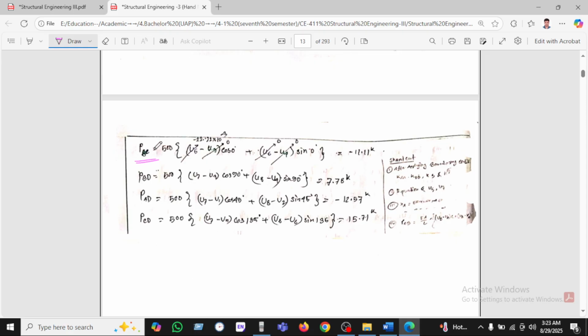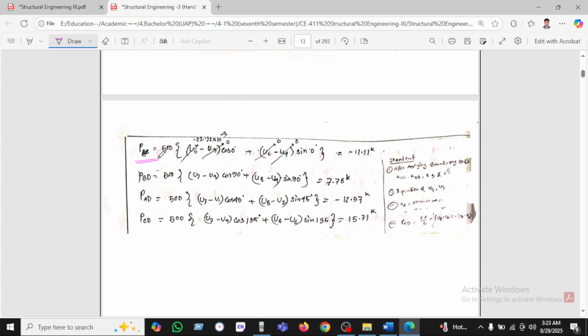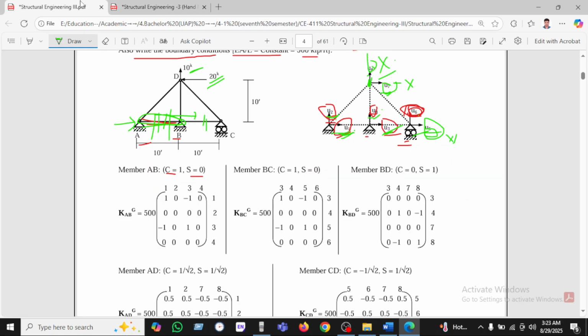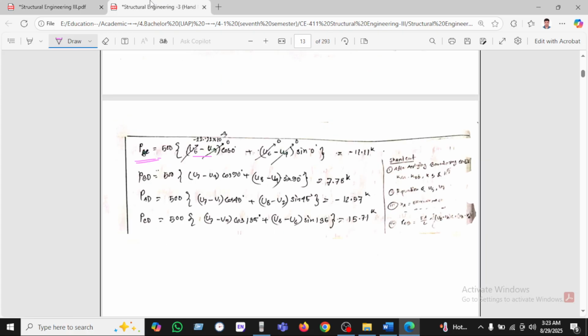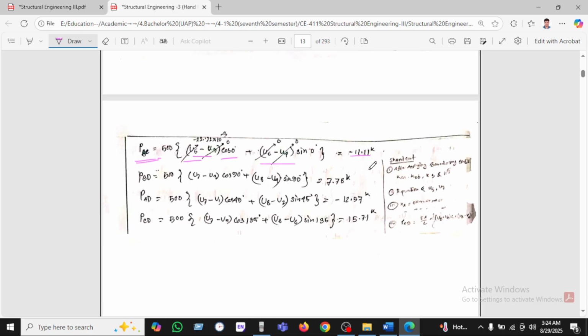Similarly, we can calculate BC. So this is BC, as we know, 500 (U5 minus U3). Why U5 minus U3? Because U5 is the horizontal displacement at the last point, which is C, and B is point 3. So C minus B, which is 5 minus 3, into cos theta, as the angle theta is 0. And U6 minus U4, U6 is vertical and U4 is also vertical, and we find minus 11.11.